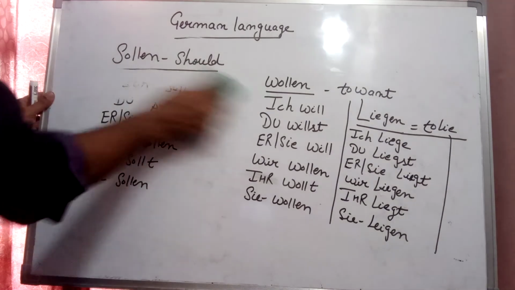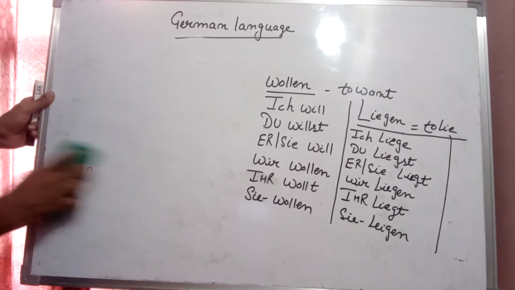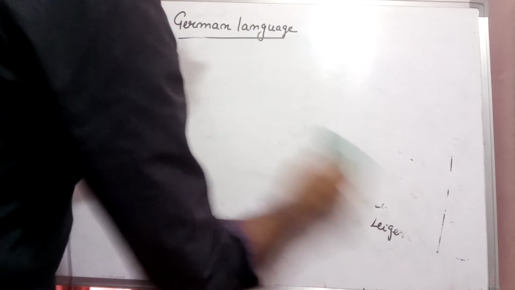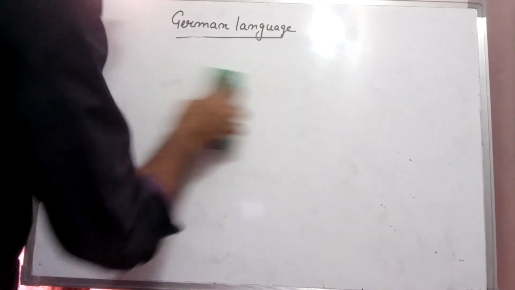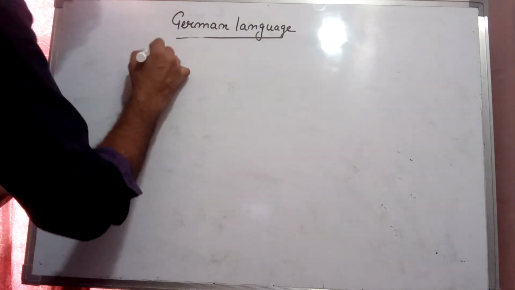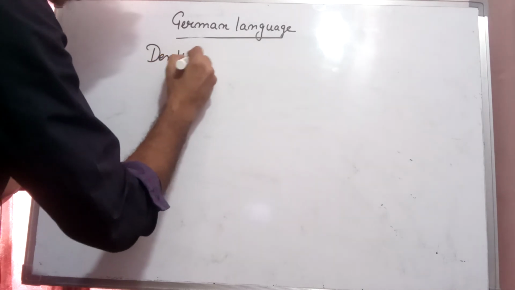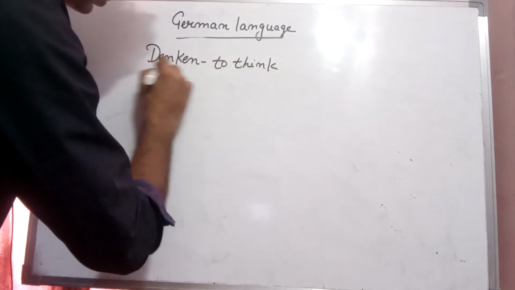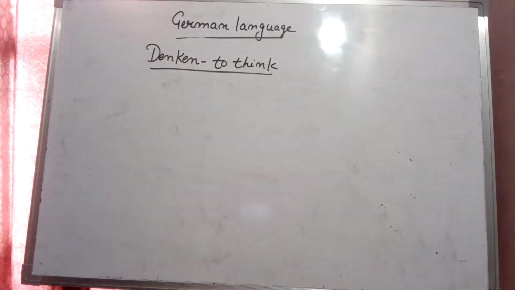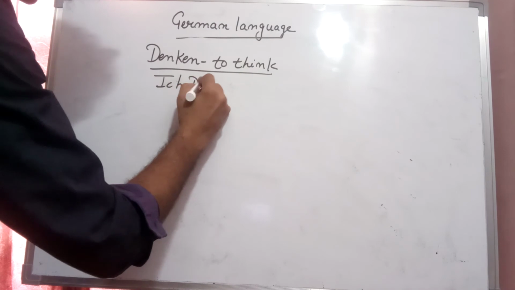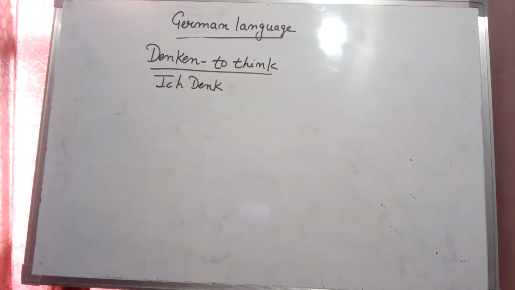So let's move to the next pattern, because today the portion is only for verb conjugation, so that you will come to know, right? So we have denken, that is to think. Denken is to think. Okay, so if I say I think, ich denke. Is it clear to you? Du denkst.